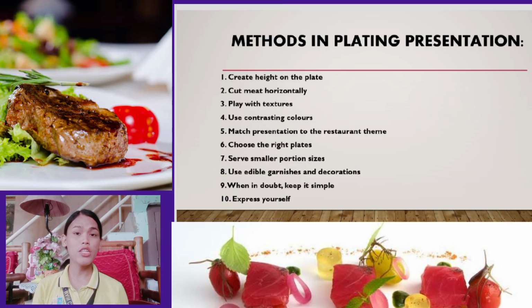First, create height in the plate. Second, cut meat horizontally. Third, play with textures. Fourth, use contrasting colors. Fifth, match presentation to the restaurant theme. Sixth, choose the right plates. Seventh, smaller portion sizes. Eighth, use edible garnishes and decoration. Ninth, when in doubt, keep it simple. And lastly, express yourself.